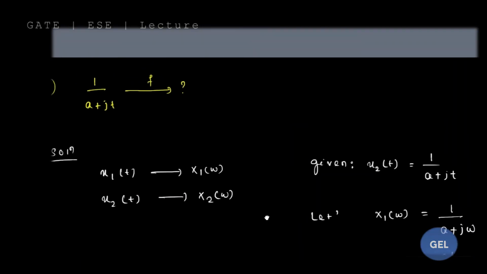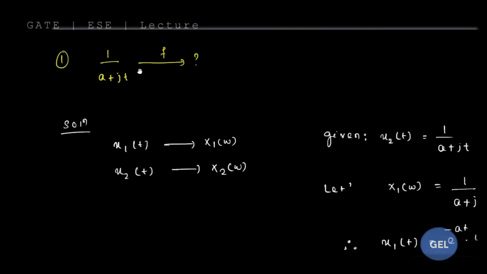You'll understand from a question that I have discussed with you, that is 1 by a plus jt. What will be the Fourier transform of this? Okay, I'll solve it for you. Please have clarity in this. If you are doing it for the first time, follow the method that I am going to show you. It is very important. Once you become expert with this method, you can do it in your mind in 1 minute or 30 seconds.